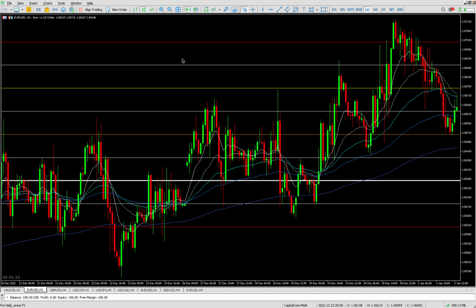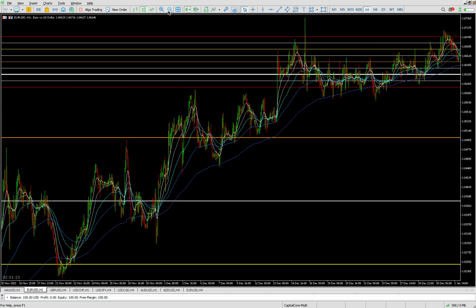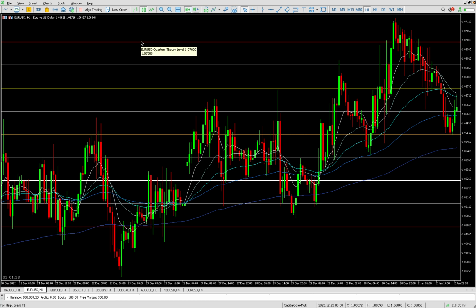But really, what we need to understand is that's the reason why it's so important to leave that thicker, because that's part of the bigger 10,000 point medium time frame quarters theory levels. This line is part of the 10,000 point medium time frame quarters theory levels. So it's more significant than the 1,000 point low time frame quarters theory levels.